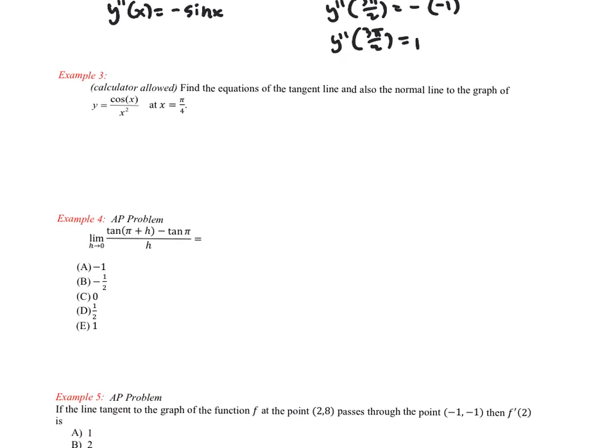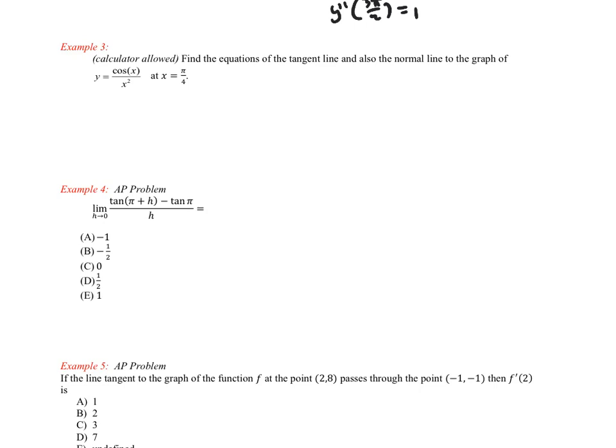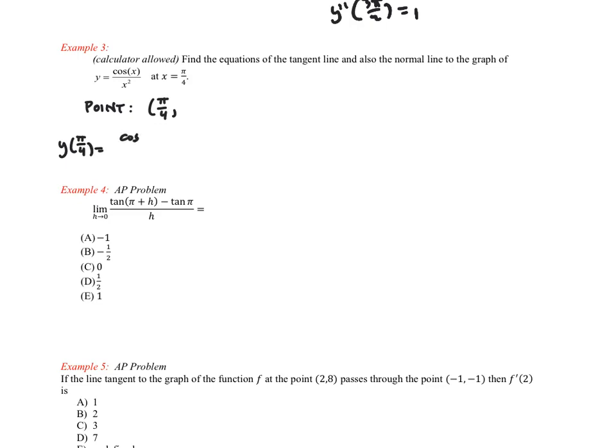Okay, it looks like we're going to have a calculator allowed question here. Find the equations of the tangent line and normal line to the graph of that function at x equals pi over 4. Okay, so first I need a point. So I'm going to do that manually here. I'm going to find a point, and that point is going to have the x value pi over 4. And it's going to have the y value of whatever y of pi over 4 is, which will be cosine of pi over 4 over pi over 4 squared.